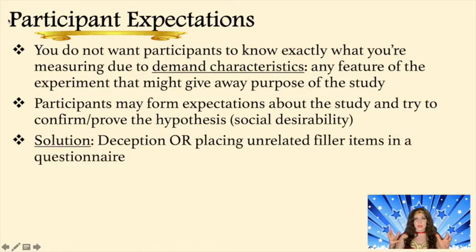So how do we solve for this? What's the solution to participant expectations? Well, one of them, as we talked about, is deception. So we're not saying necessarily lie to them. We're saying maybe disguise what you're truly looking for in a different way. So for example, if I was interested in learning the number of times a participant would scratch their nose in a 10-minute period, I wouldn't tell them that during the consent.